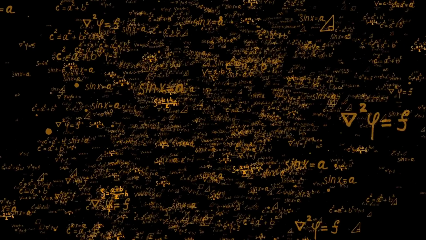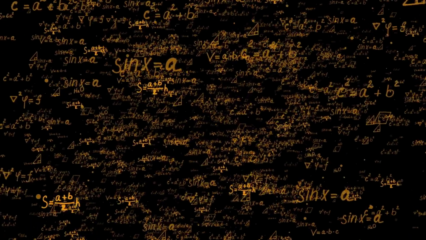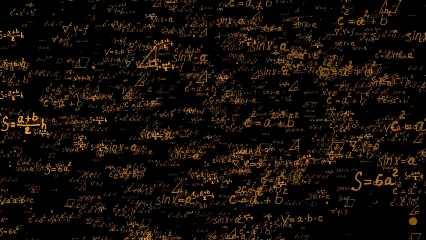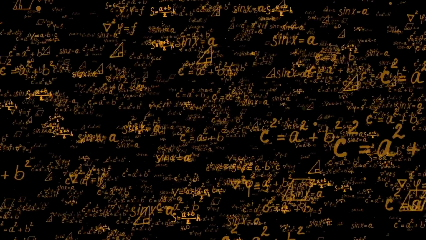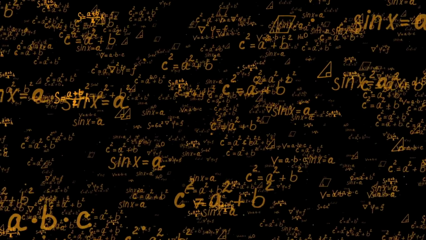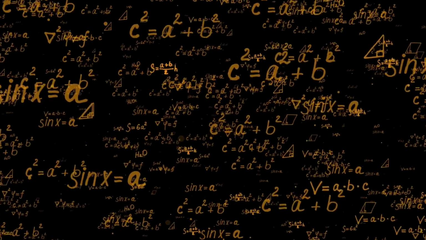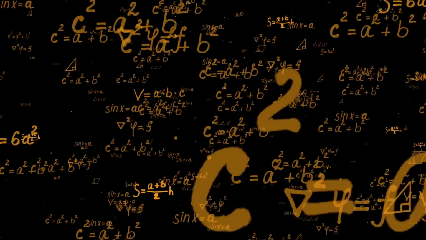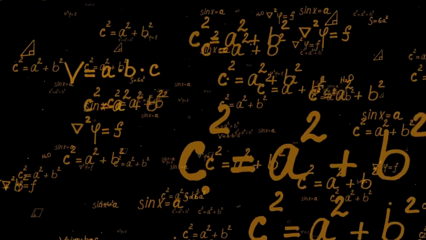The second law focuses on the relationship between force, mass, and acceleration. Simply put, it can be expressed as F equals ma, where F is the force applied to an object, m is the object's mass, and a is the acceleration the object experiences. This means that the greater the mass of an object, the more force is required to accelerate it.